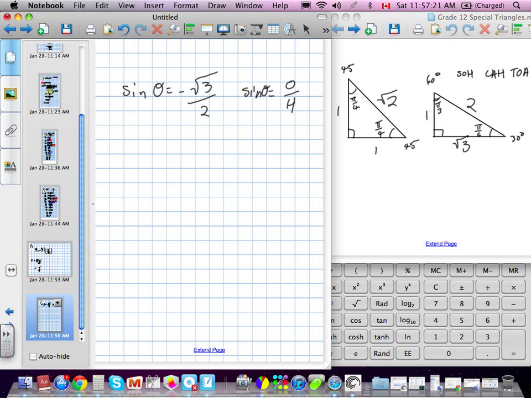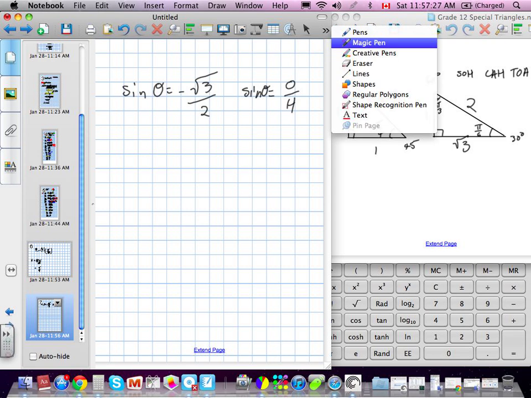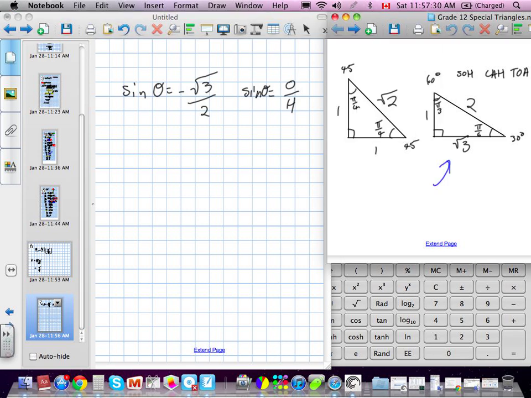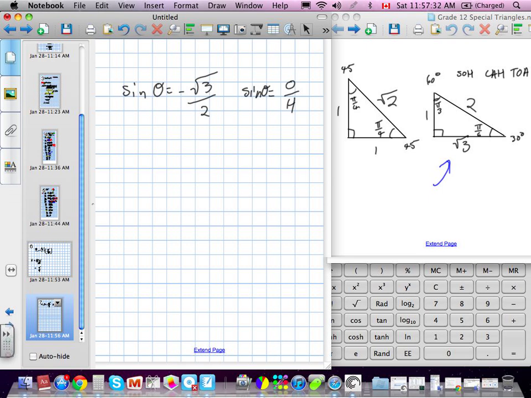Those are the possible answers. So what are the possibilities of cos and tan theta? First of all, we have to figure out which special triangle they're talking about. Obviously, they're talking about this triangle here, right? So let's bring it over.